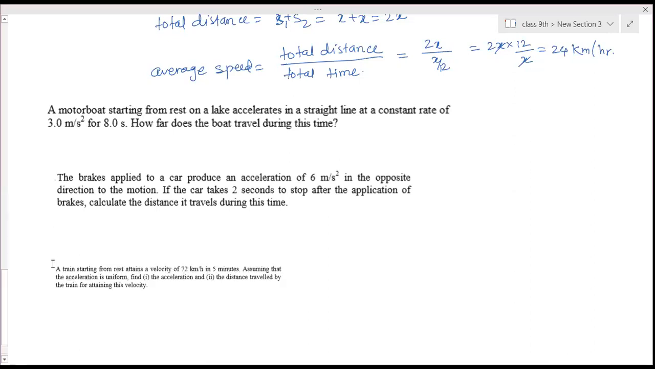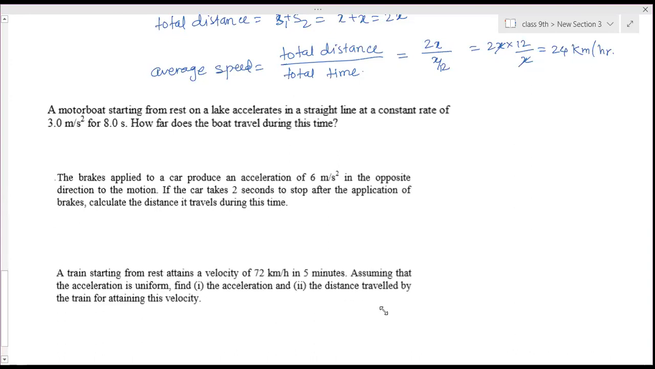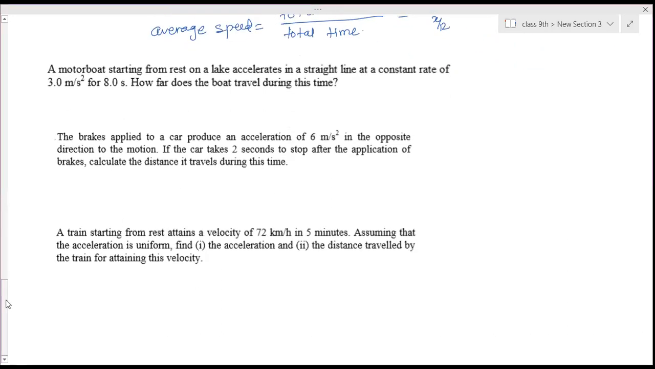Everyone got the answer? Yes, ma'am. Anjana, Siddharth, Rohit, Manish, have you got the answers? Yes, ma'am. Manish, which one, ma'am? Yeah, 12. The brakes applied. Nidhi, Nachiket, yes, ma'am, I got it. Now I got it.